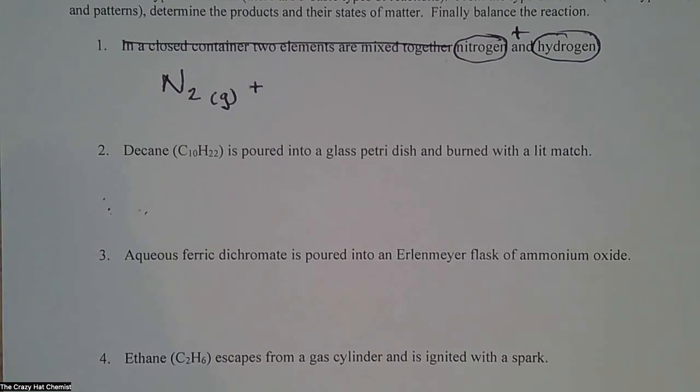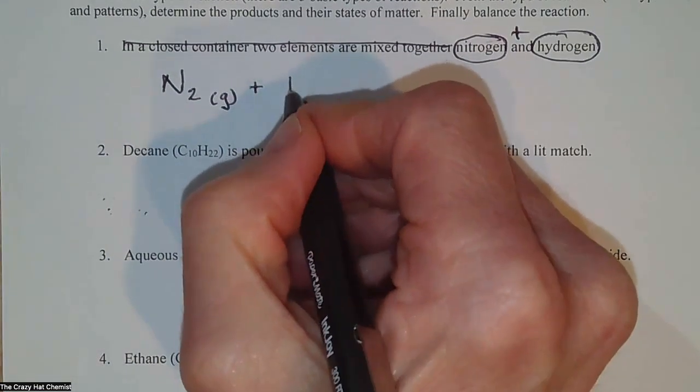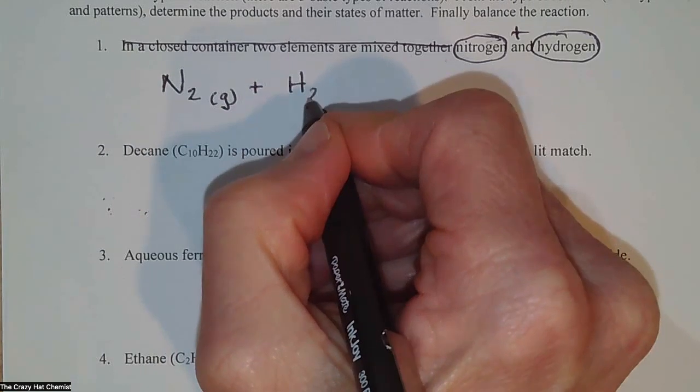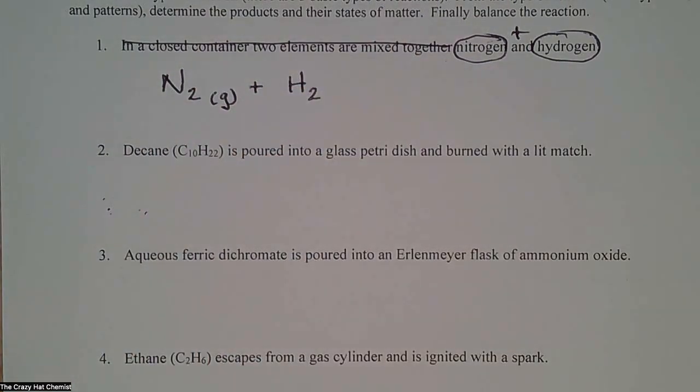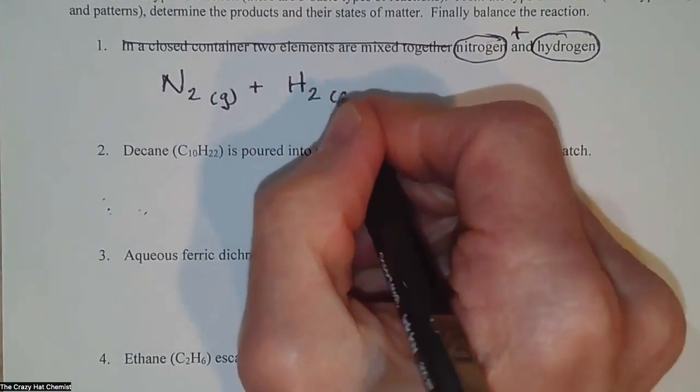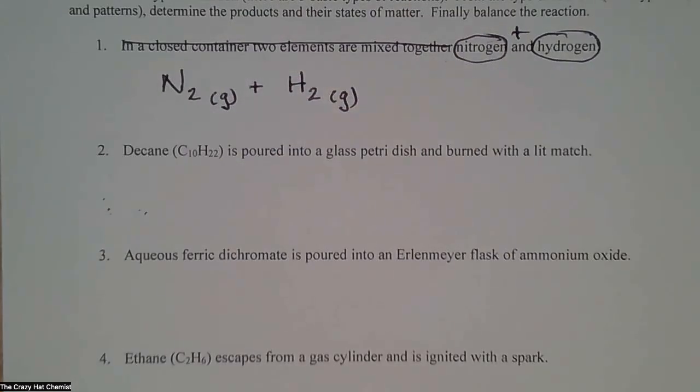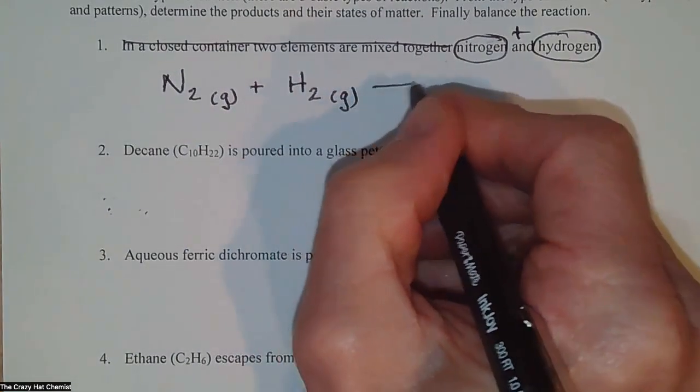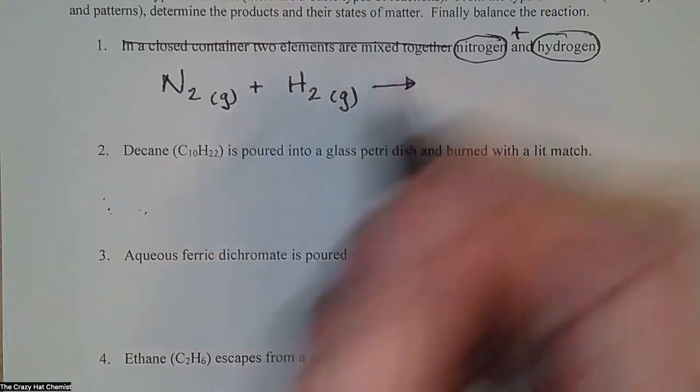So hydrogen is also one of the diatomics. There are 7 diatomics, so we're going to write H2. Diatomic meaning 2 atom, a 2 atom molecule. Hydrogen is also a gas at standard conditions. Now from this, the next thing that we need to do is draw an arrow.